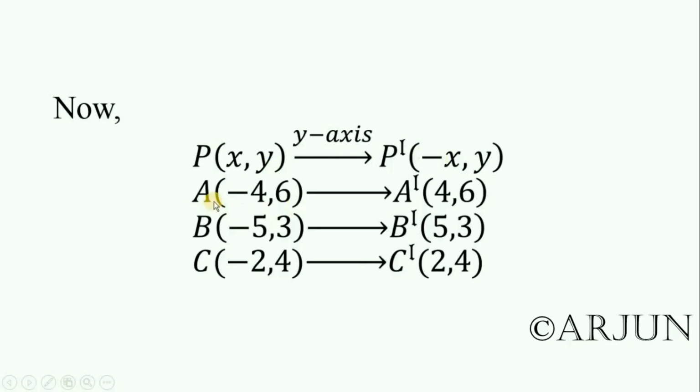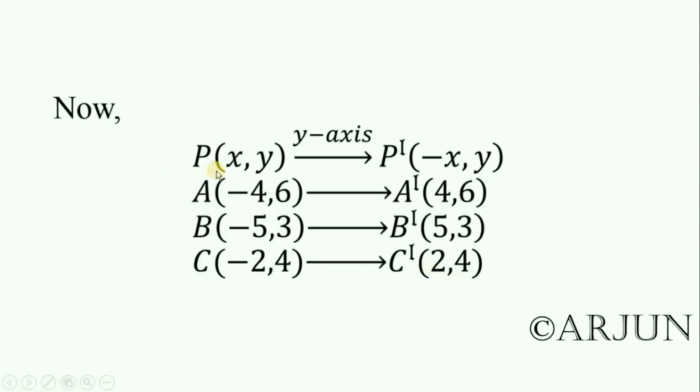Now, similarly, if A(-4, 6) is the coordinate, then the image of A will be A', and the coordinate of A' is (4, 6). Here the x part will be negated: minus 4 becomes minus minus, plus 4, and 6. Similarly, for B(-5, 3), minus minus will be plus 5, and the y part stays 3. Here the x part is minus 2, minus minus plus 2, and 4 as it is. So C' is (2, 4).